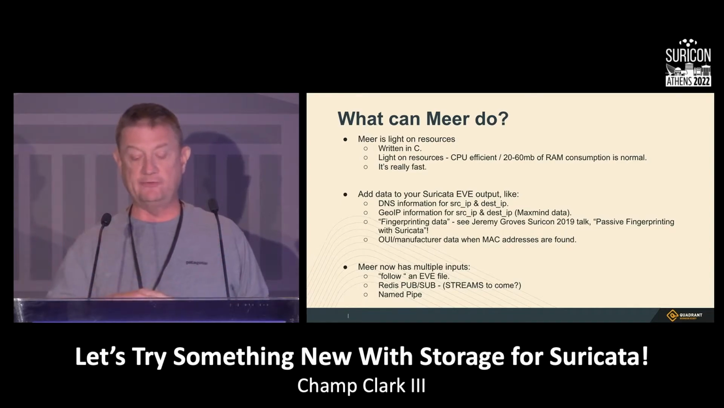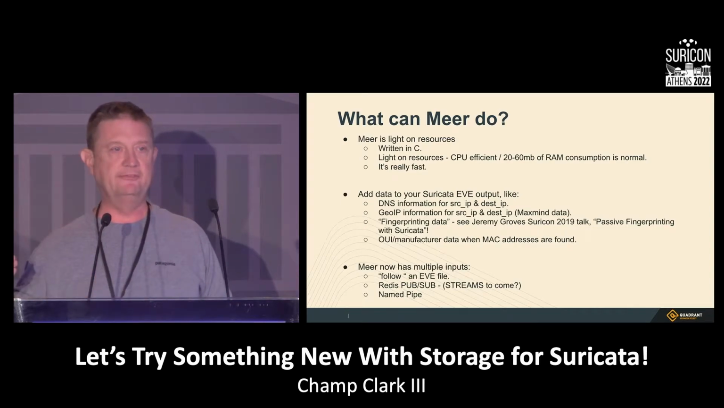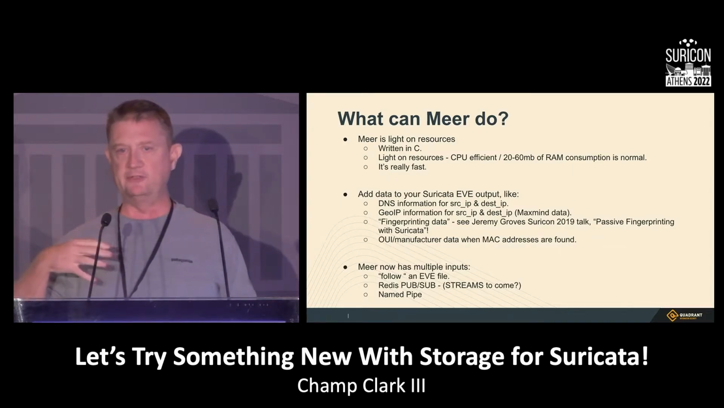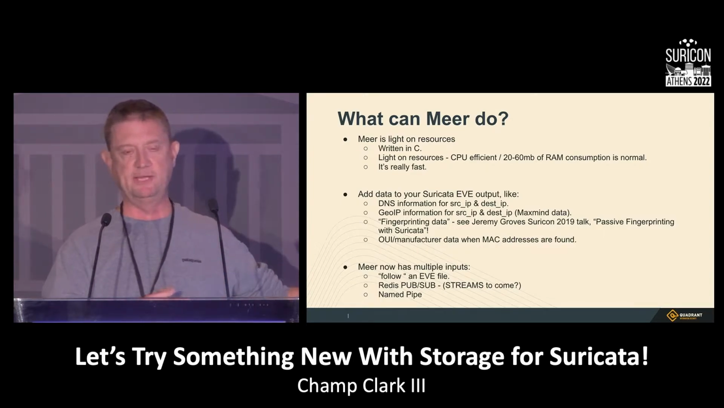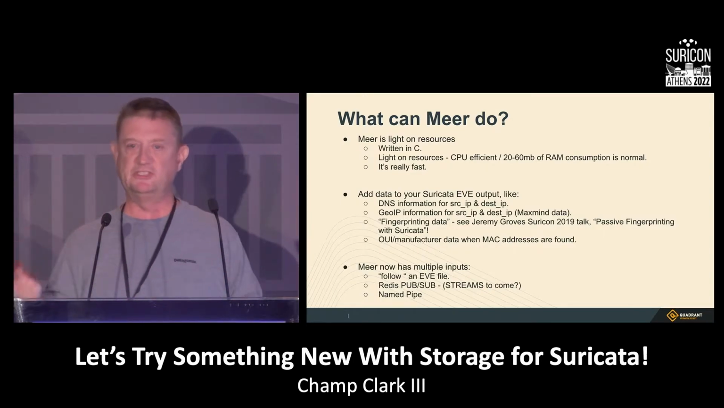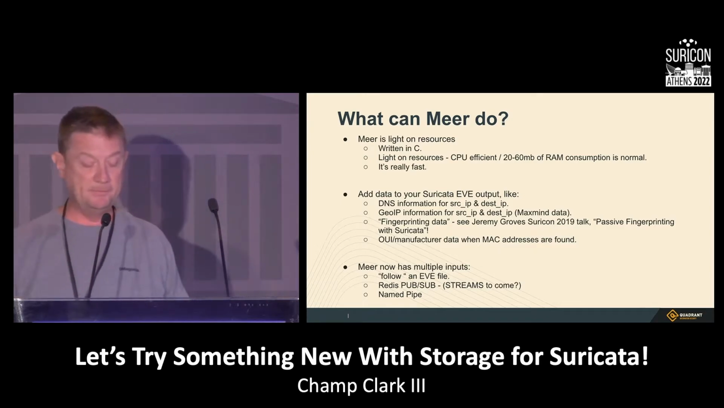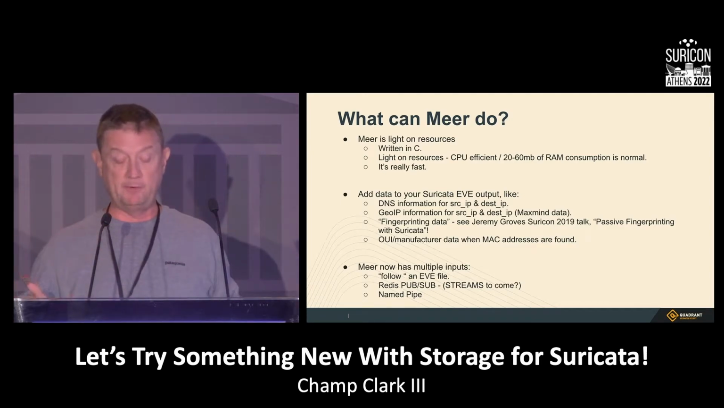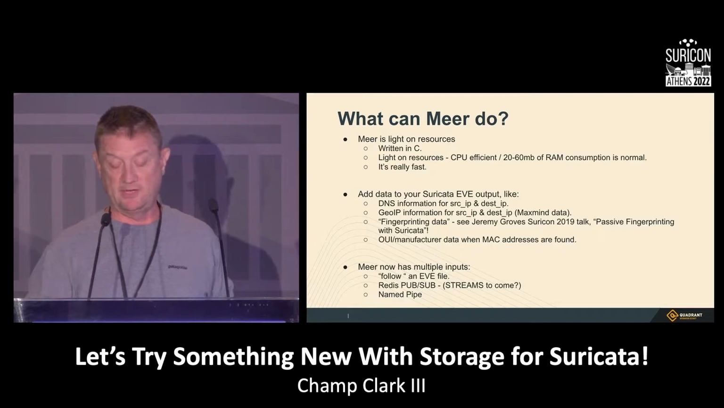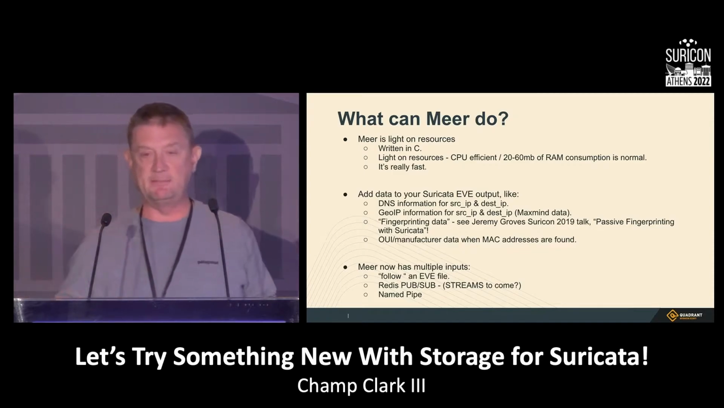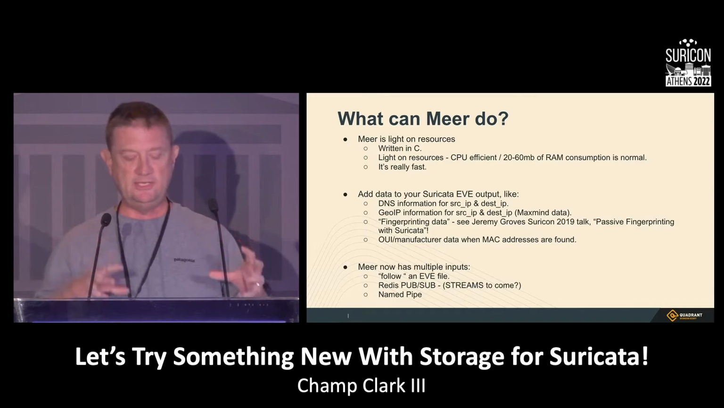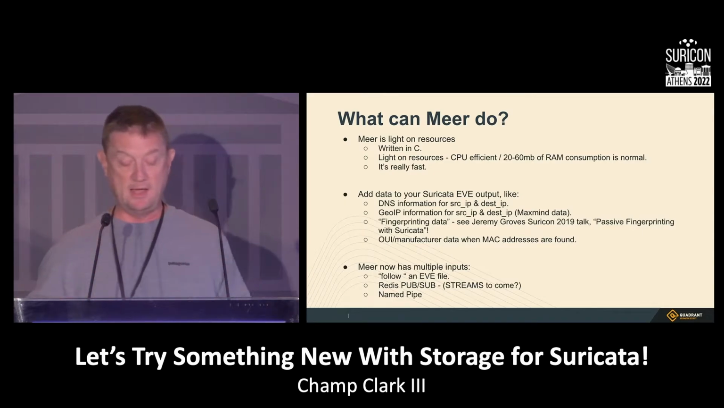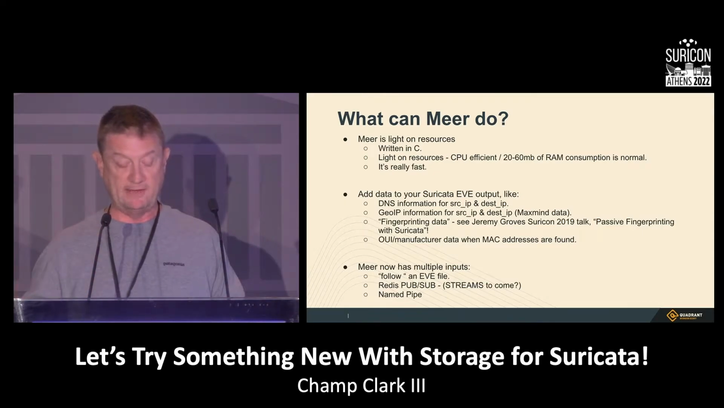We do the same thing with, for instance, GeoIP information. If we have a source IP address in the Eve file, we can look that up in something like MaxMind's database for GeoIP information to give you the city, the country, and stuff like that. We can also add in things like fingerprinting, which my friend Jeremy Grove did a talk about in 2019 in Amsterdam. If we see things like MAC addresses, we can look up the hardware. So we can augment the data and add new data to the Eve as it's coming into us. That's just one advantage that we have.